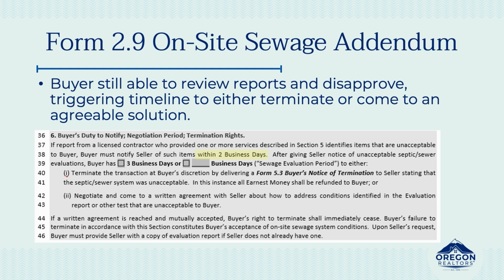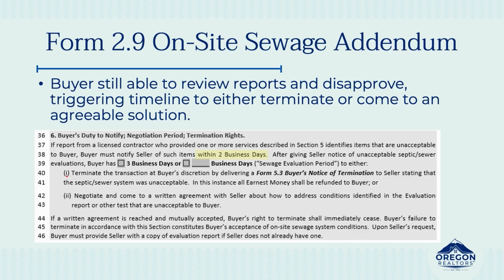The parties can renegotiate. If they do reach an agreement in writing, hey, seller agrees that they're going to replace the septic system, the buyer no longer has a right to terminate. The seller's just created a new obligation in writing for themselves that says, I'm going to replace the septic system. The buyer's failure to terminate during this time frame, they give themselves a short sewage evaluation period. If they don't terminate within the sewage evaluation period, the buyer has no right to terminate. It is a use it or lose it right.